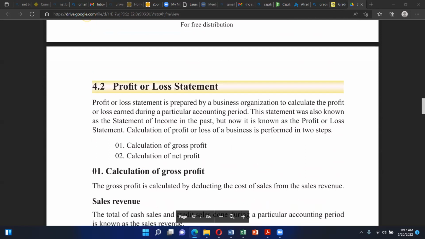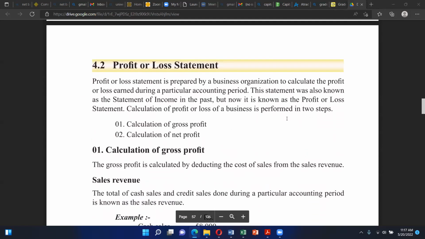Profit or loss statement. A profit or loss statement is prepared by a business organization to calculate the profit or loss earned during a particular accounting period. This statement was also known as the statement of income in the past, but now it is known as the profit or loss statement. Calculation of profit or loss of a business is performed in two steps: calculation of gross profit, calculation of net profit.